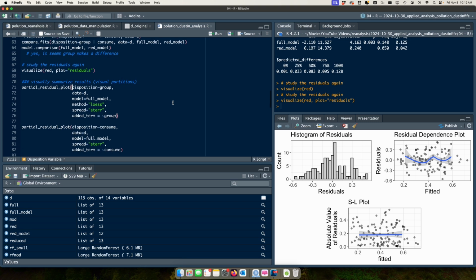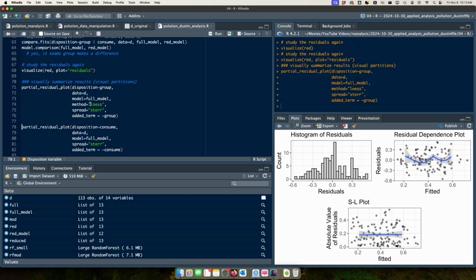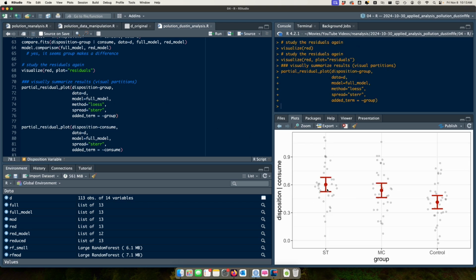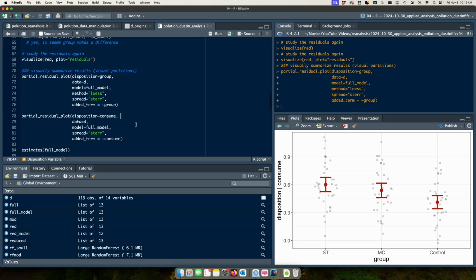Now let's go ahead and visually summarize the results. This is what I call creating visual partitions, where you partition the entire model into kind of independent segments for interpretation purposes. If we wanted to visualize the group effect, this is what it looks like. So it seems that being in either of the two pollution conditions does increase your disposition, or bad trading practices, relative to a control group. So yay for support.